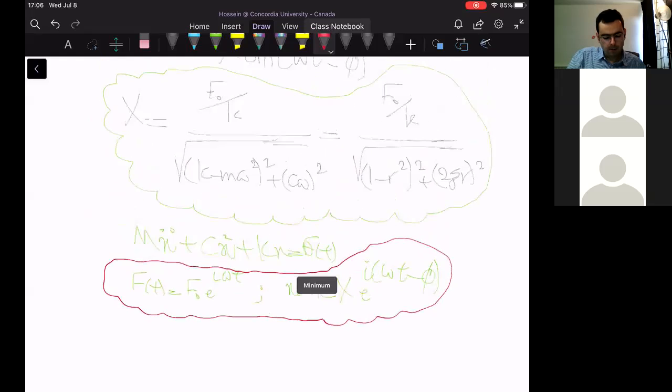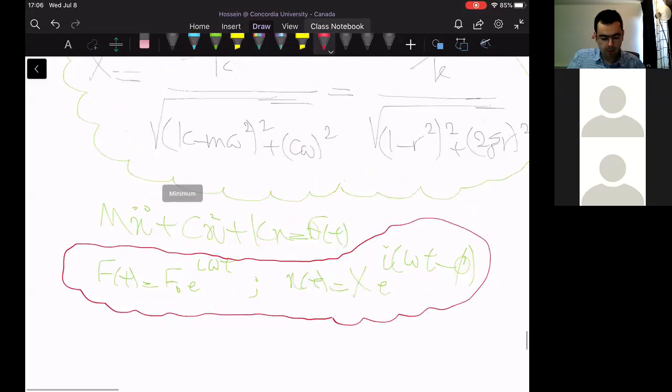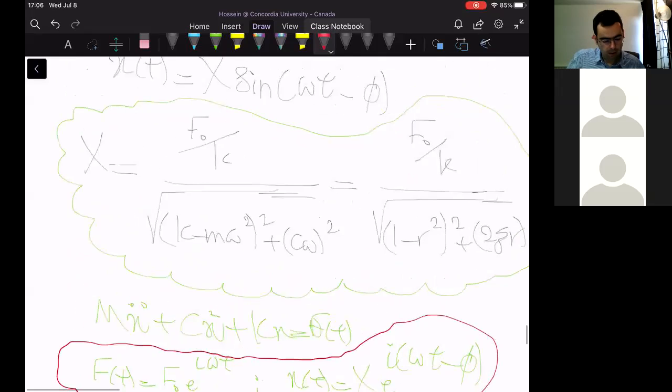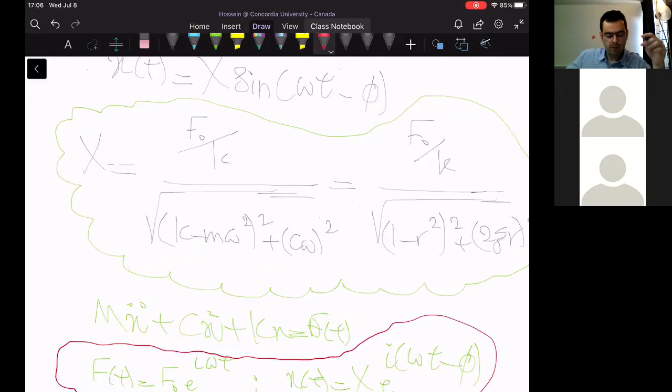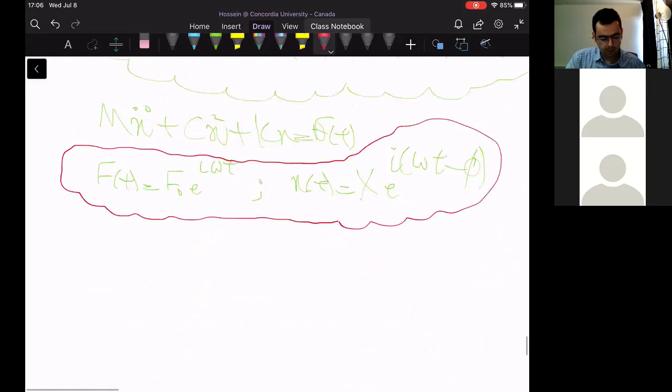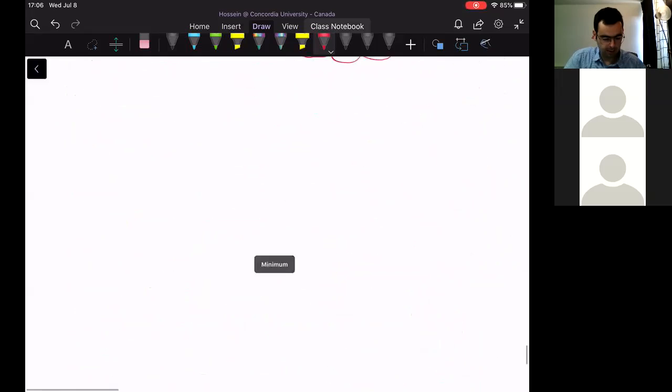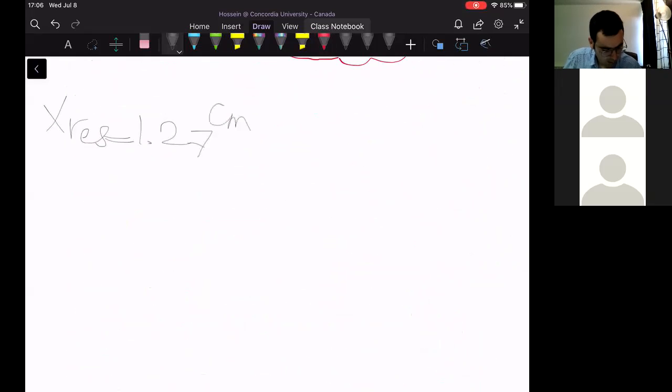So if you take a look here, we have the amplitude, right? X is the amplitude of vibration, f naught divided by the square root of (k minus m omega squared) squared plus (c omega) squared. So you could easily find the amplitude. In case of resonance, X resonance is given as 1.27 centimeter, when omega is omega n. We are looking for C.